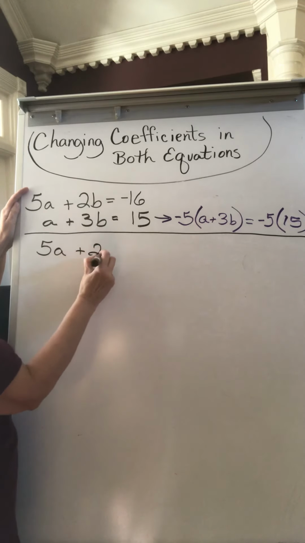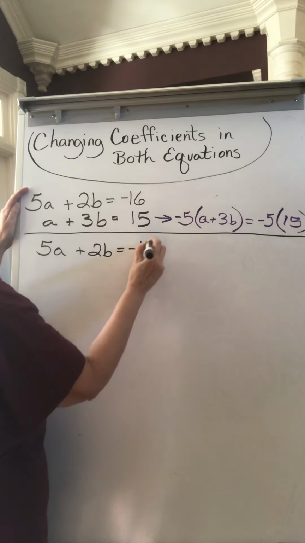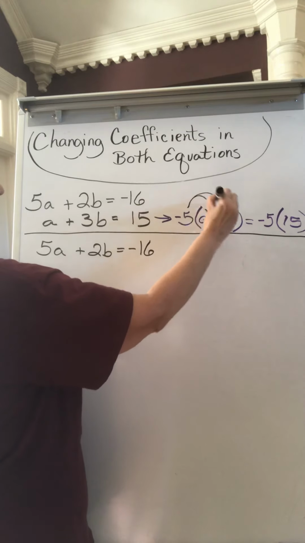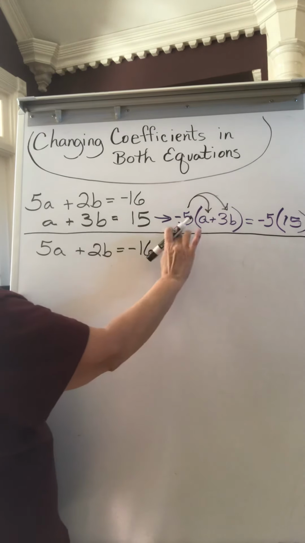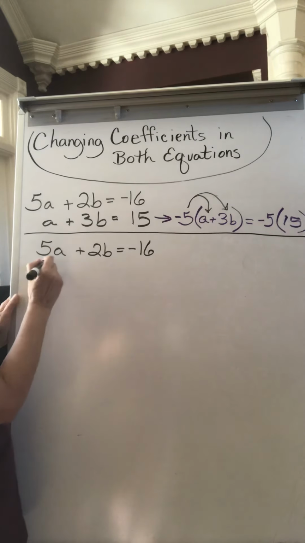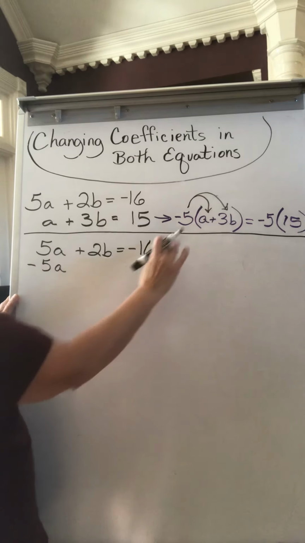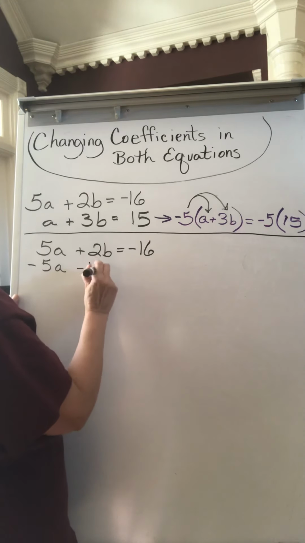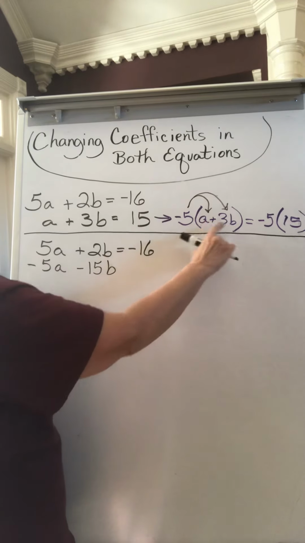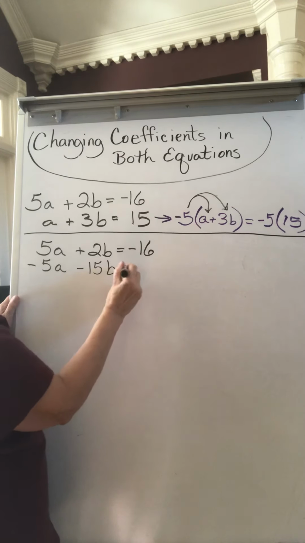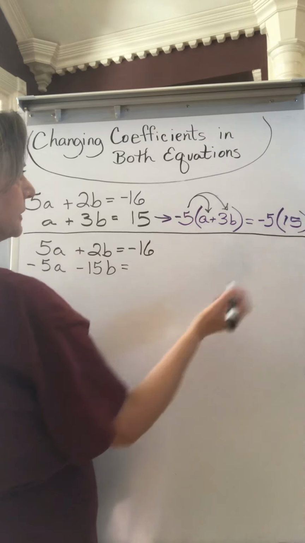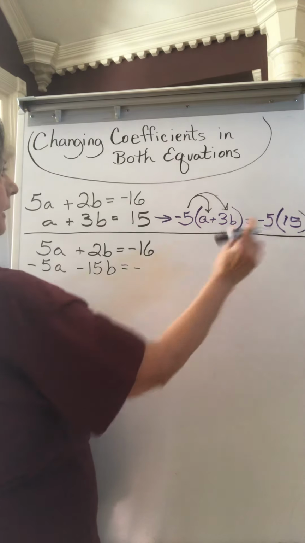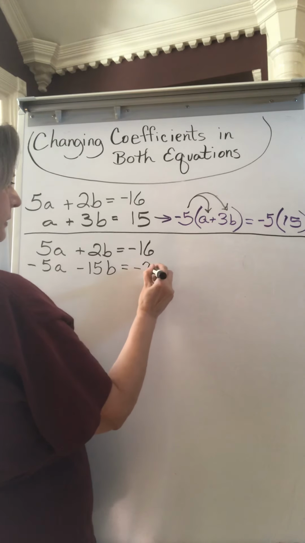5a plus 2b equals -16. All right, I've got to use my distributive property here. -5 times a is -5a. -5 times 3b is -15b. Negative times a positive is a negative. -5 times 15 is a negative. Negative times a positive. 5 times 15 is 75.